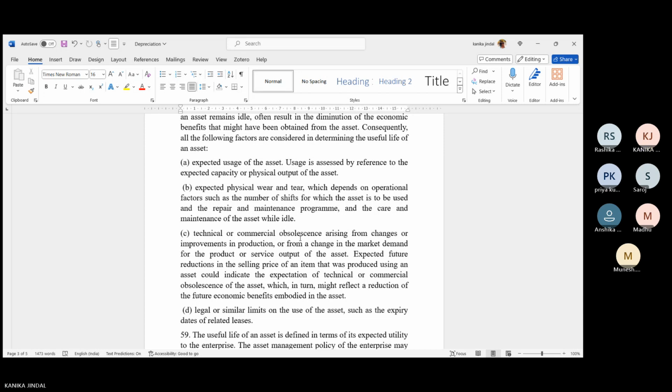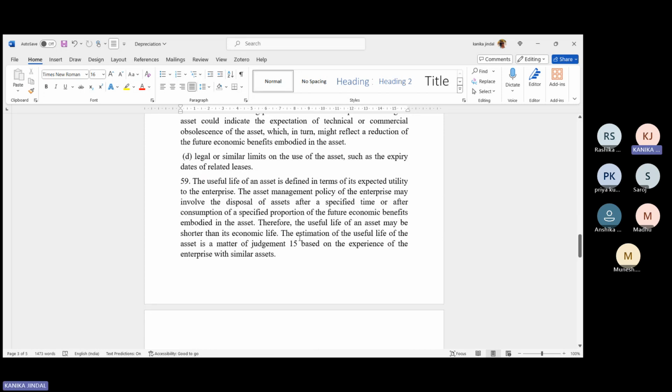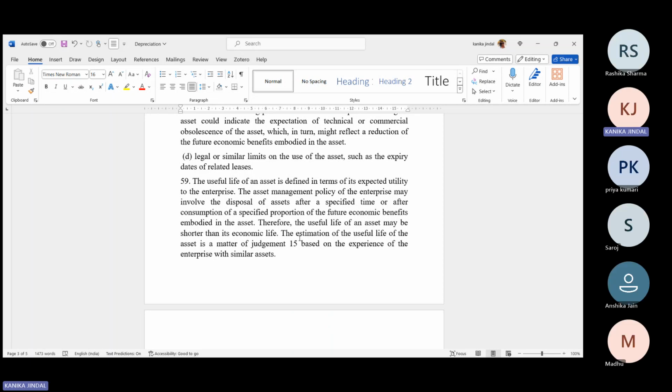Next point, legal or similar limits on the use of the asset, such as expiry dates of related leases. So the legal issues or the limits on the use of the assets are also important, such as if the asset is taken on lease. So the expiry date of the related lease is also considered while ascertaining the useful life of an asset.